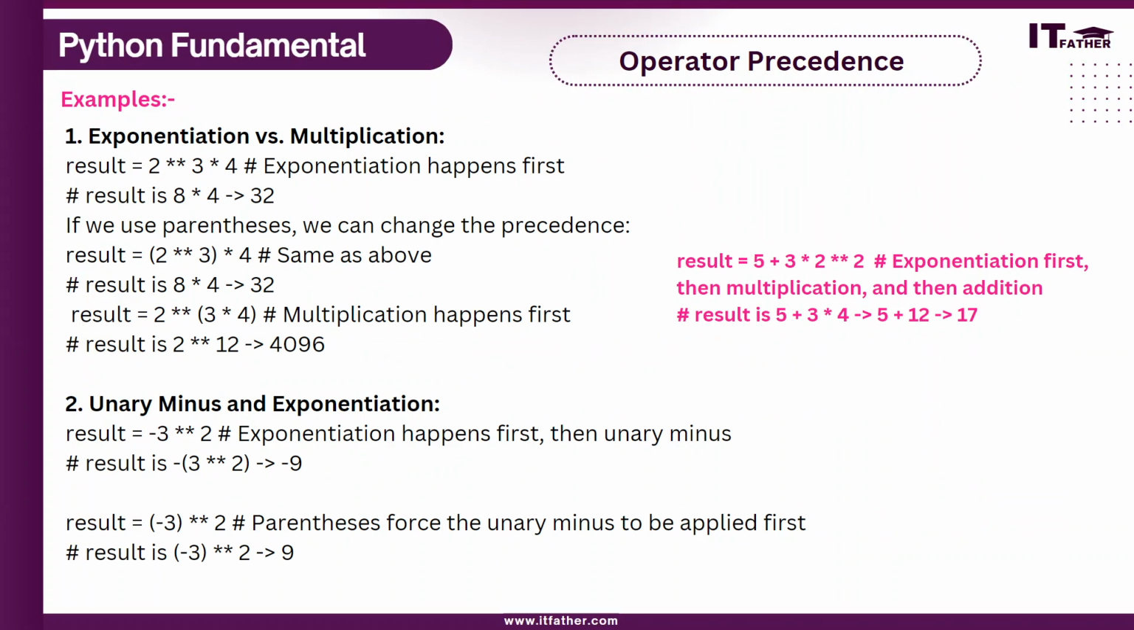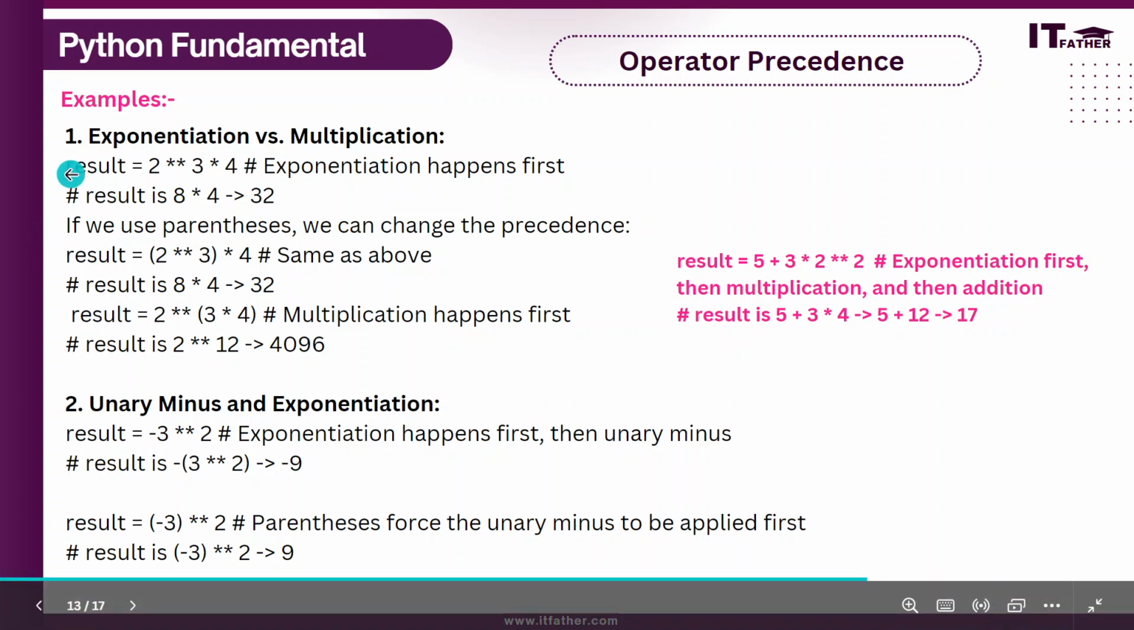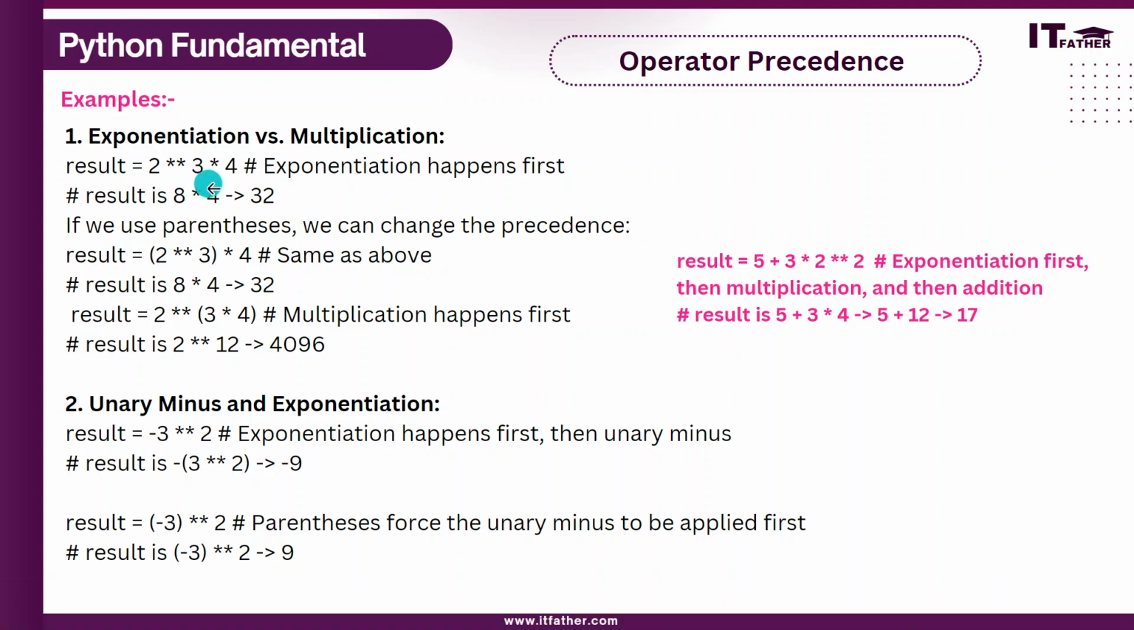An example is given here. First of all, let us understand with the help of exponentiation versus multiplication. We have one expression, 2 exponent 3 and then multiplication by 4. As per the rule of operator precedence, exponentiation has priority, and then multiplication. We go from left to right, so 2 exponent 3 will be 8, and then multiplied by 4, the result is 32.